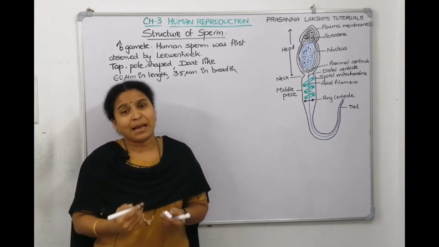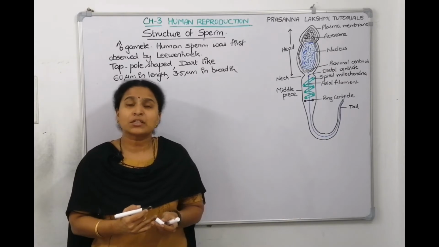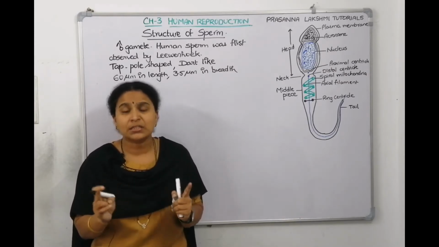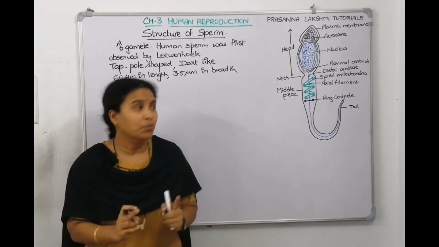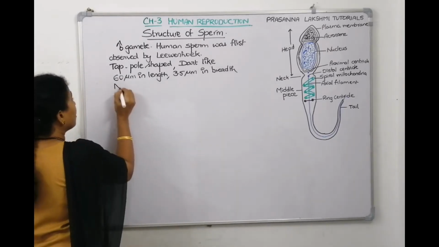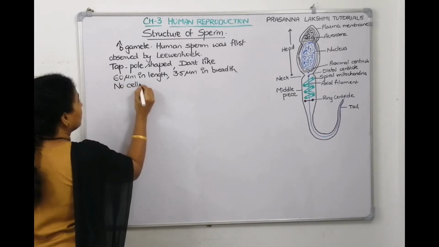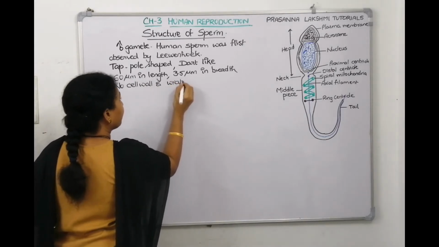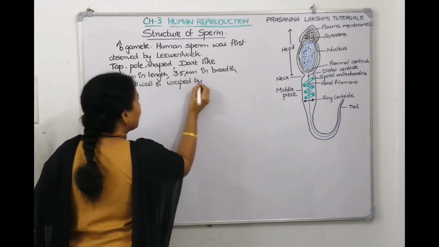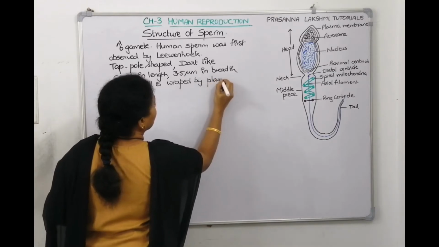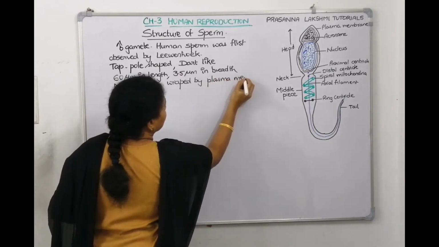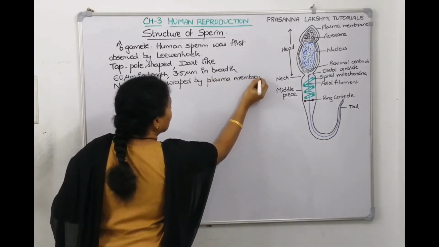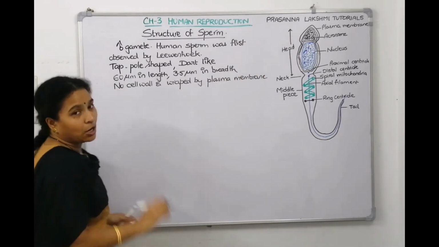Sperm is a male gamete. It is an animal cell. Animal cells are not covered by a cell wall, so they are just covered by plasma membrane all around. They don't have a cell wall. It is wrapped by plasma membrane only, because it is an animal cell. Cell wall will not be there, right?